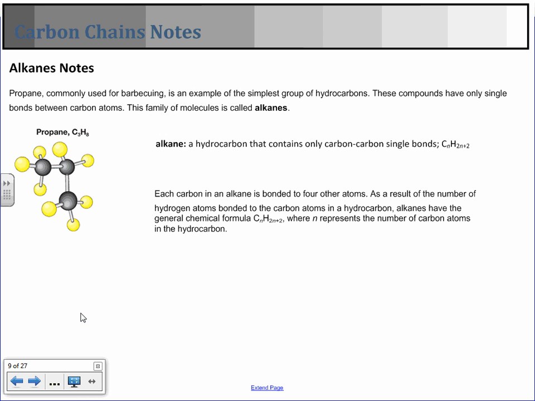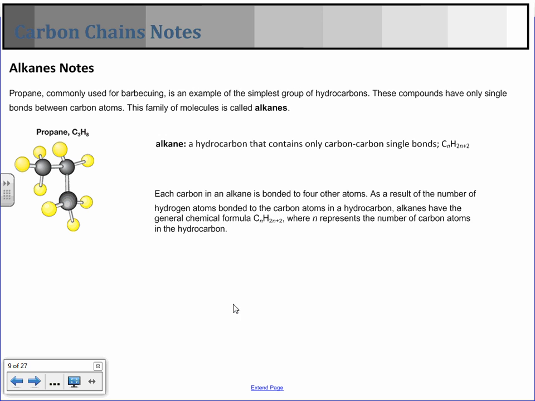So alkanes. Propane, commonly used for barbecuing, is an example of the simplest group of hydrocarbons. These compounds have only single bonds between the carbon atoms, and the family of molecules is called alkanes. So an alkane is a hydrocarbon that consists of only carbon atoms and single bonds. So each carbon in an alkane is bonded to four other atoms.